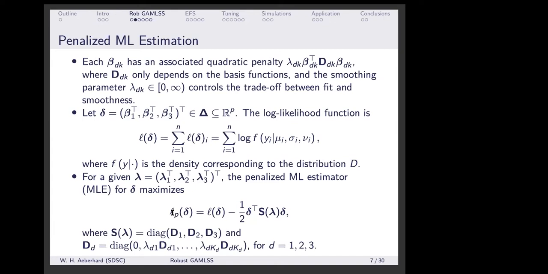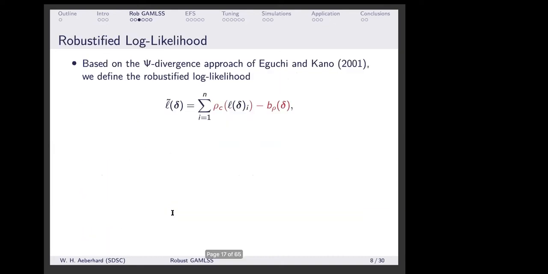Now, what can you do to estimate things in a robust way? The trick here comes from a paper that's not so well known. It's a technical report actually from the early 2000s by Iguchi and Kano.